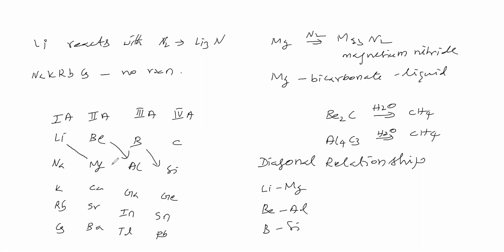Now, why do these three diagonal pairs have similarities? That we will see. Now we will take the lithium and magnesium diagonal pair. First we will see atomic radius. Lithium atomic radius is 1.52 angstrom. Magnesium atomic radius is 1.6 angstrom. The difference is not much.